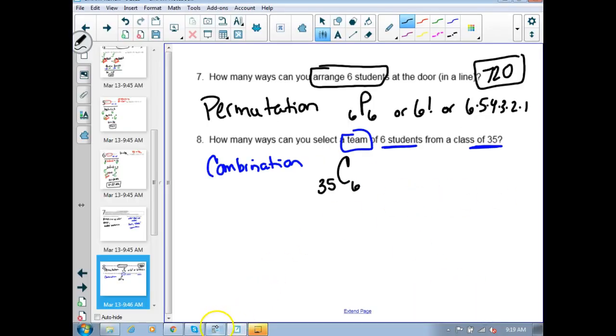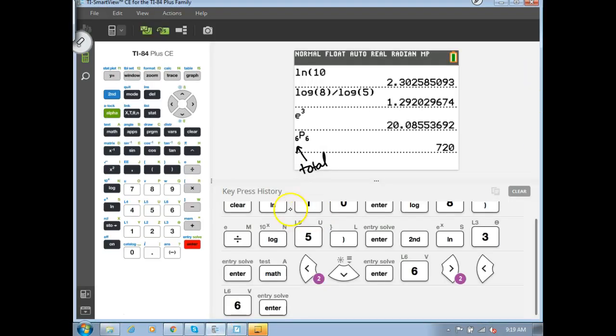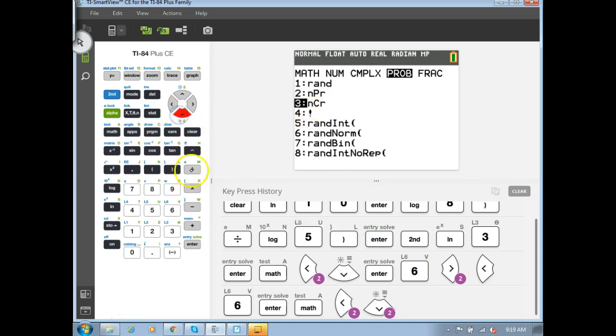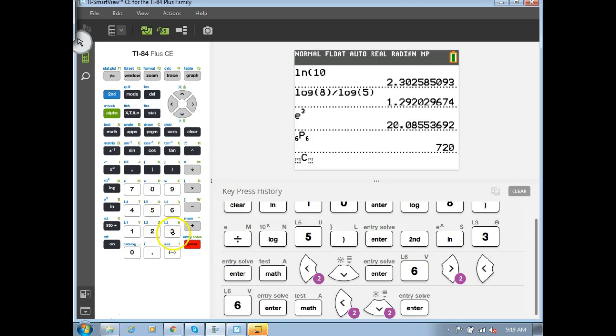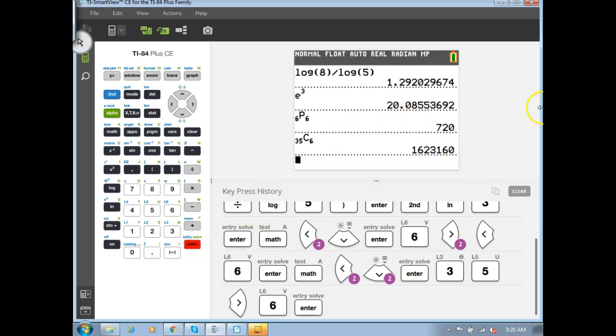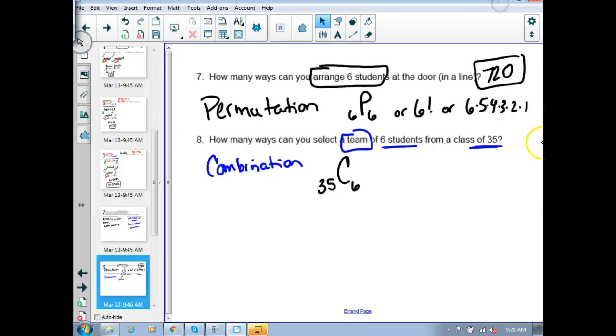I have not done this yet, and I don't know these off the top of my head, so here we go. Math menu, probability. This time pull up the combination feature, which is number 3. You can just type number 3. So 35. Was it 6, I hope? Whoa! All right, so that number, 1,623,160. Yikes.